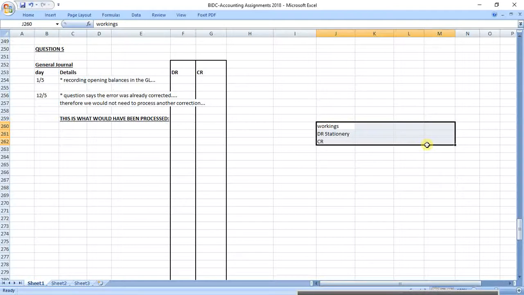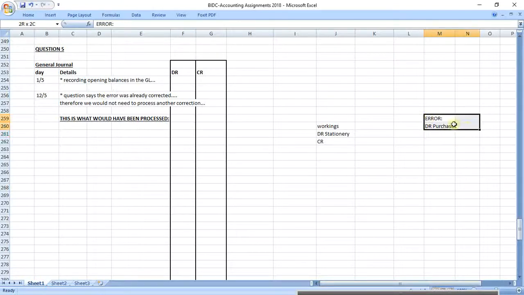Okay, keep going. For 105, was posted to the debit side of the purchases account. Okay, so the error was this: debit purchases. Am I selling stationery? No, I'm not a stationer. If I was a stationer, then I would have to capture it as purchases. Then that would have been fine. But obviously that's not the case.